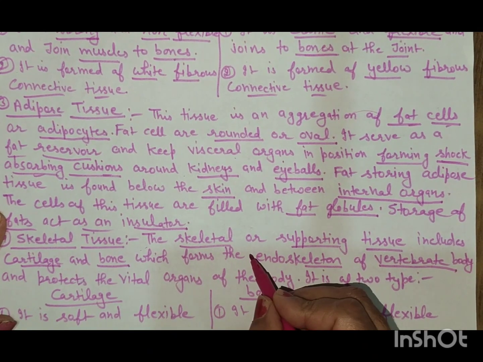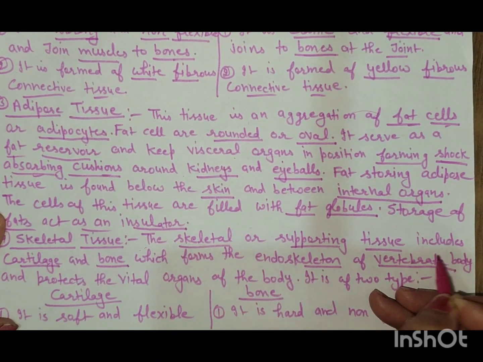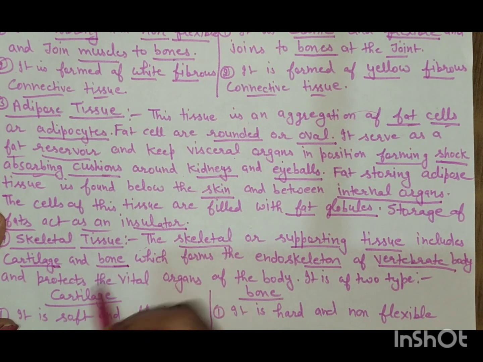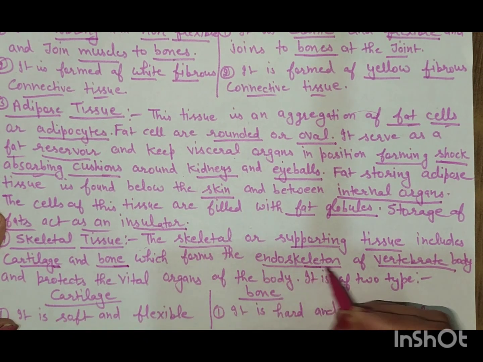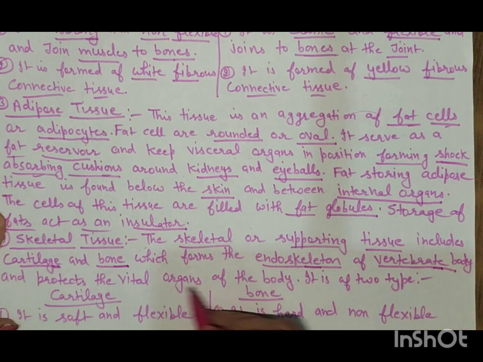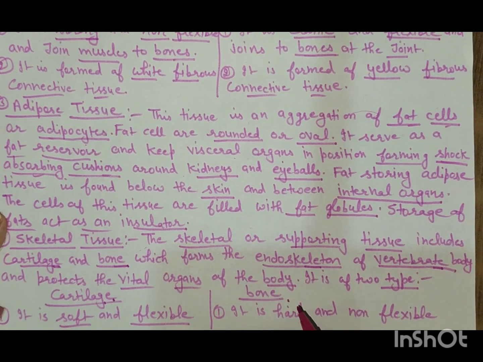Skeletal tissue. Skeletal or supporting tissue includes cartilage and bone, which form the endoskeleton of the vertebrate body and protect the vital organs of the body. Skeletal tissue is of two types, cartilage and bone. Cartilage is soft and flexible, and bone is hard and non-flexible.